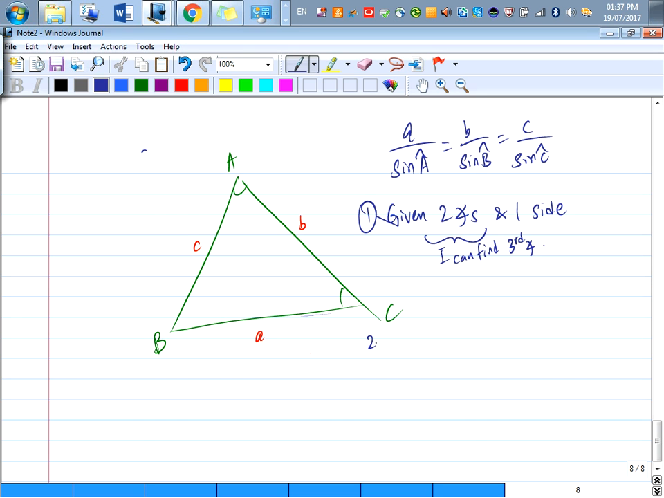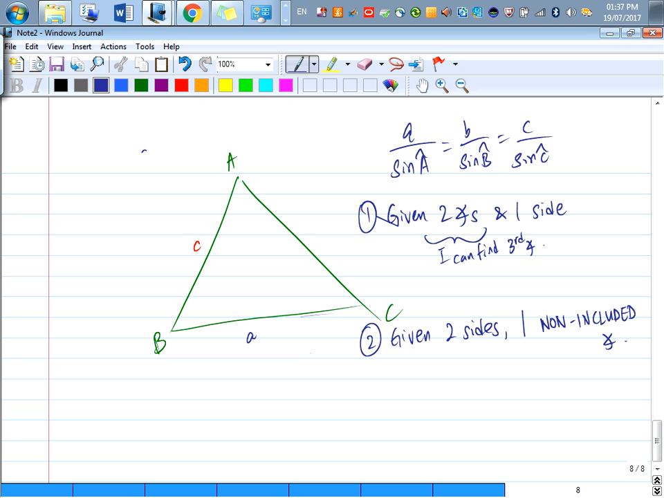The second possibility when you use your sine rule will be when you are given two sides and one non-included angle. Okay, this is the second case where you use your sine rule. So let's say I am given c over here, a over here.